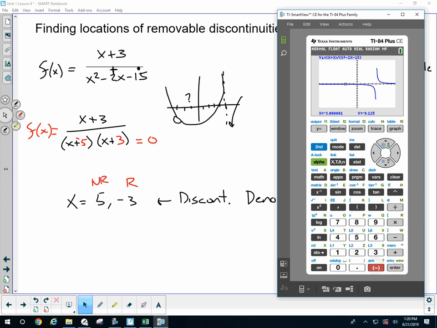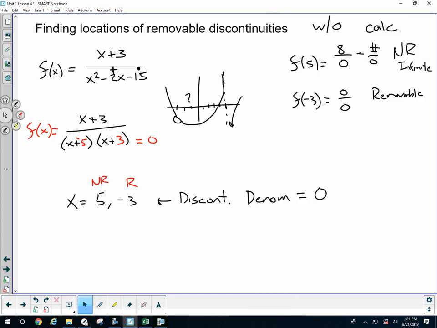You should be typing in -2.99999. And you see, it's looking like I'm approaching a y coordinate of -0.125. It's like 1/8, I think. Okay, so that's how you would find it with a calculator.